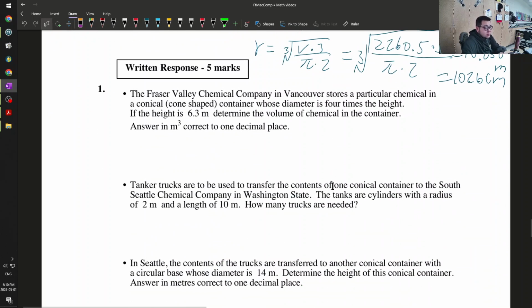Okay, written response. The Fraser Valley Chemical Company in Vancouver stores a particular chemical in a cone-shaped container whose diameter is 4 times the height. The height is 6.3, so diameter is 4 times.